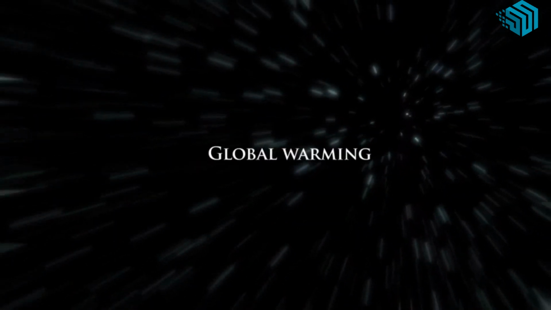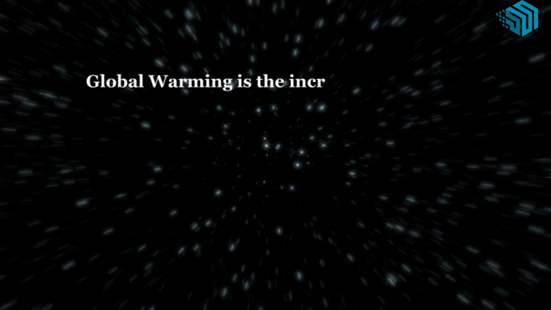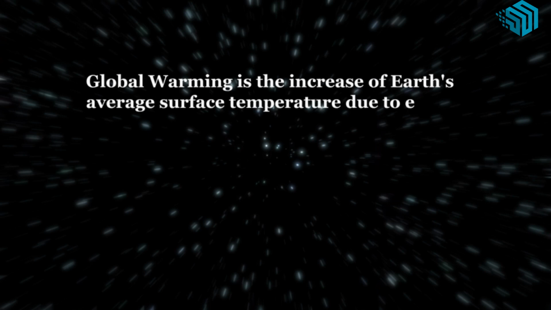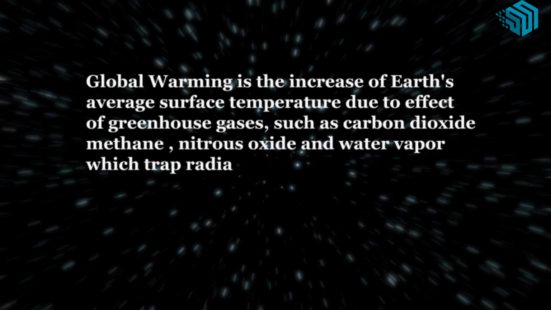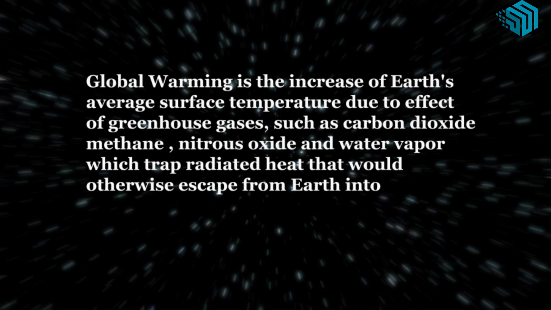Now let us learn about global warming. Global warming is the increase of Earth's average surface temperature due to the effect of greenhouse gases such as carbon dioxide, methane, nitrous oxide, and water vapor, which trap radiated heat that would otherwise escape from Earth into the outer space. The concept of greenhouse.